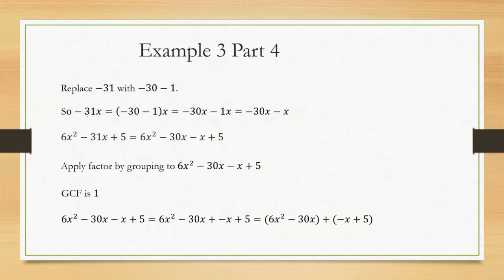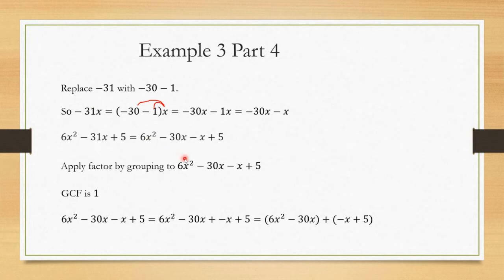And negative 31 is being multiplied by x. So the whole difference here is multiplied by x, the whole sum. So we have to distribute. And we get negative 30 times x minus 1 times x, which of course is just negative 30x minus x. So that tells us that the polynomial we're factoring turns out to equal this thing. Okay, that's good.